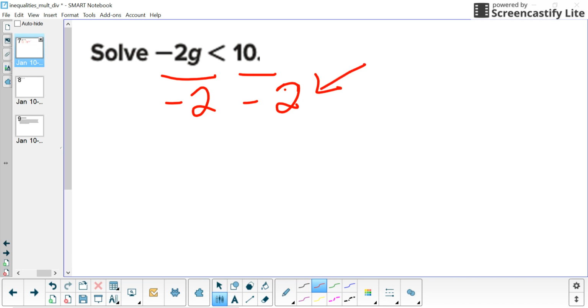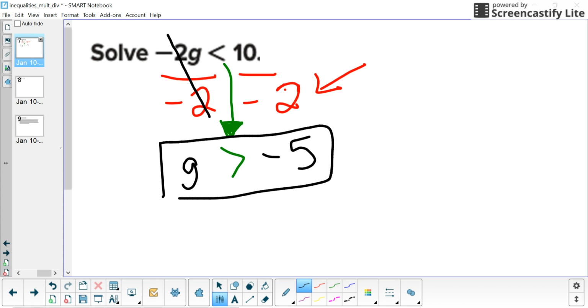And when you divide both sides by the same negative number, this inequality symbol needs to flip. Okay? It is going to flip. Instead of a less than symbol, it is going to be a greater than symbol. And then when you go to rewrite this, 10 divided by negative 2 gets you a negative 5. Negative 2g divided by negative 2, that cancels out and you're left with this g. So your final answer is g is greater than negative 5.